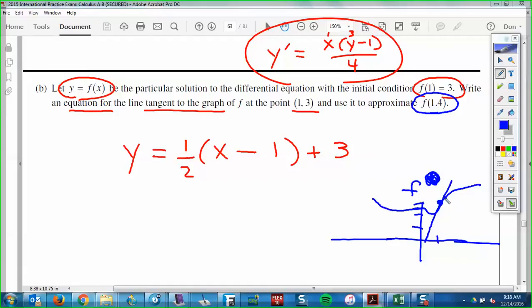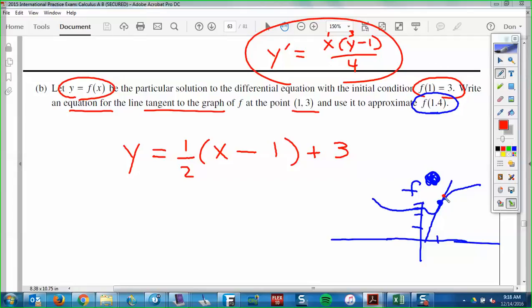Right here would be 1.4. Right? A little bit past 1 would be 1.4. Do we have an f equation that we can plug that 1.4 into? No. But couldn't we plug 1.4 into the line equation? Wouldn't that y value on the line be pretty close to the one on the curve? Do you see what we're getting at?